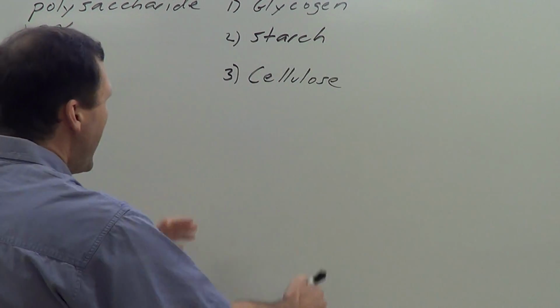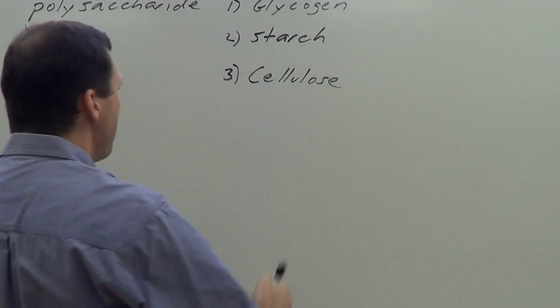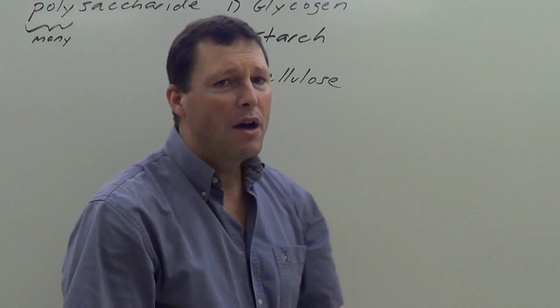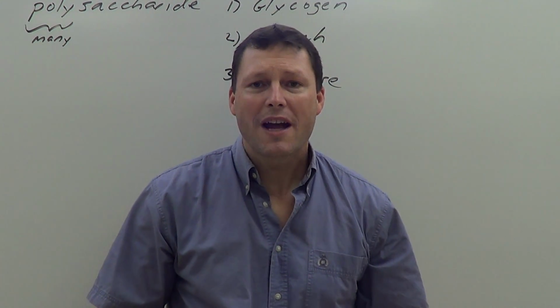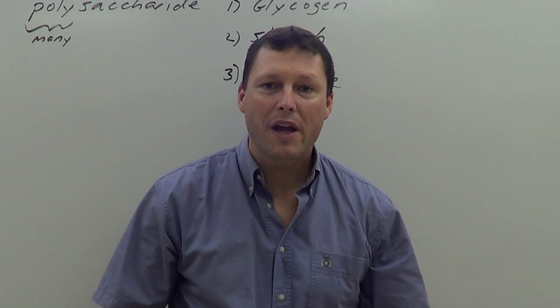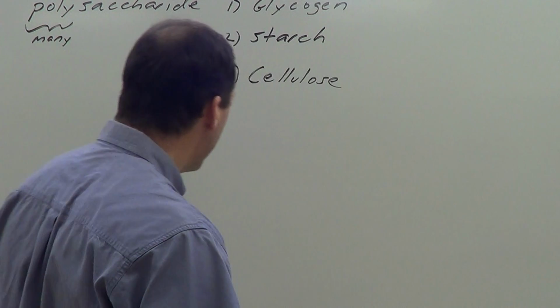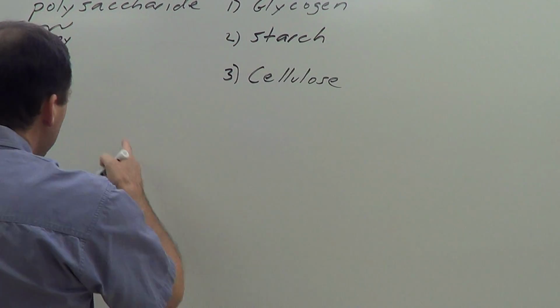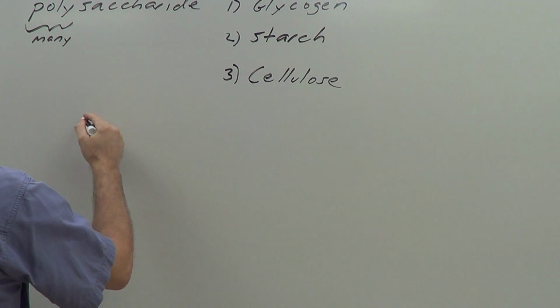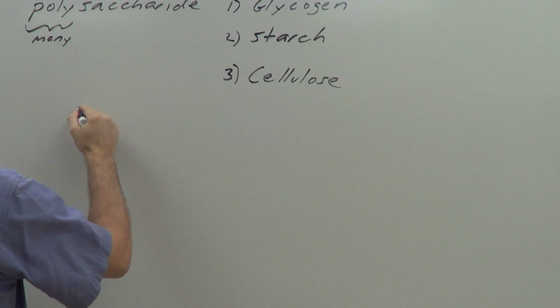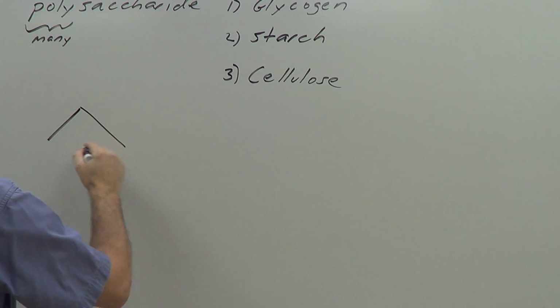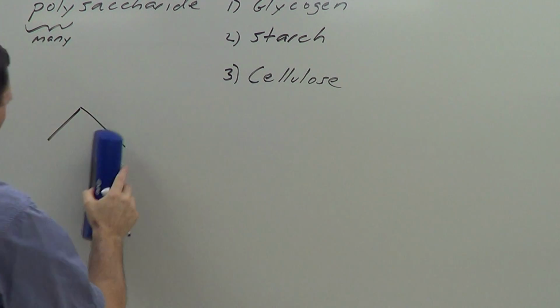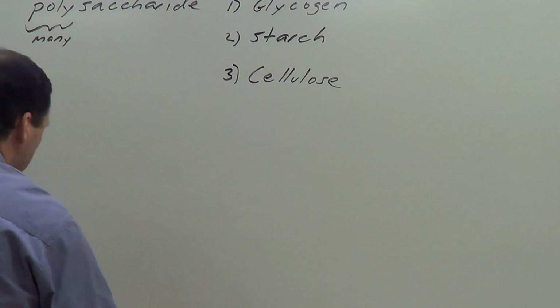Alright, how do we actually build these types of molecules? Well, it comes down to a special type of chemical reaction called a dehydration reaction. So let's go ahead and draw that. We'll put that on the board, and we'll start by drawing a single molecule of glucose. So I'm going to draw a hexagon. Actually, I'm going to draw it a little bit differently. I'm going to draw it this way.